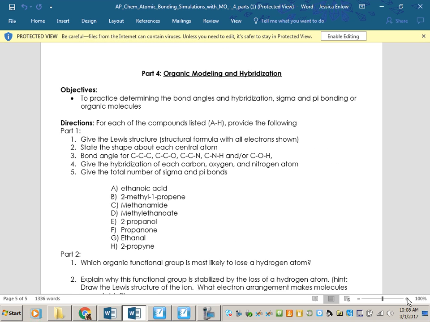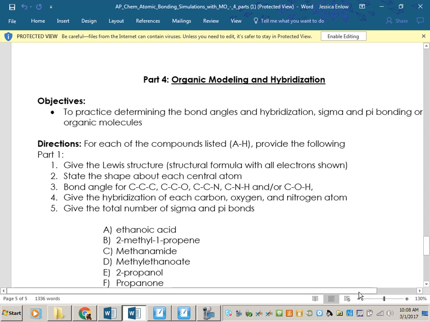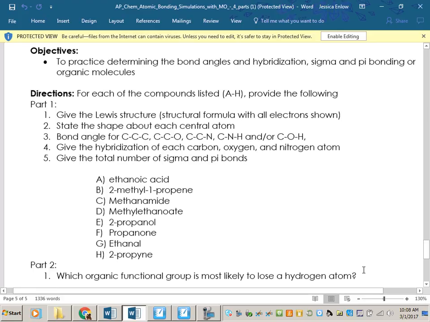So if I leave that there, you want to take a picture, make sure that you can see everything, but it's on my website as well. So it's under part 4. Under part 4.